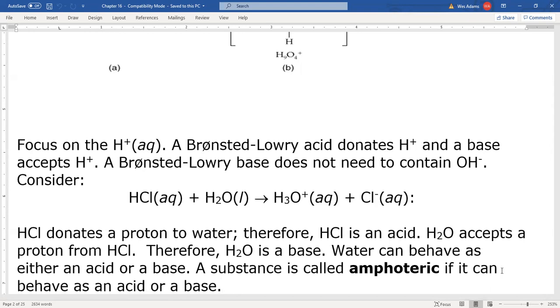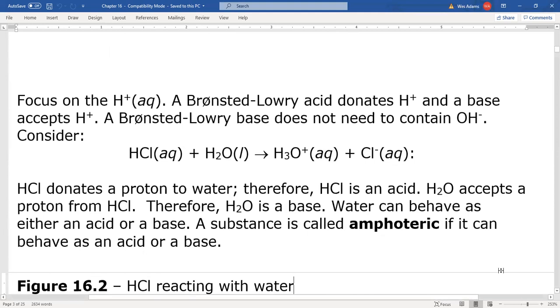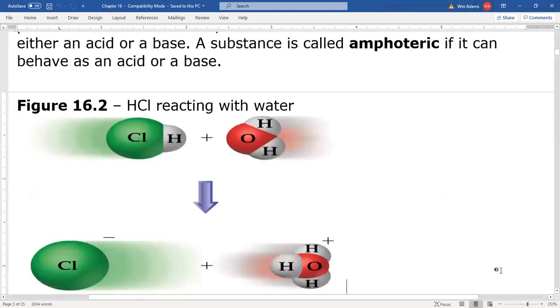Water can behave as an acid or a base depending on the context, and if that's true, that substance is called amphoteric. And water is probably the most common example of that, but anions of polyprotic acids, like HSO4-, can also be amphoteric. And so if you look at the HCl reacting with the water, what we can see is that HCl donates the hydrogen to the water, acting as the acid, and water acting as the base.